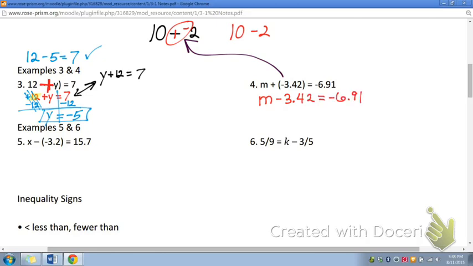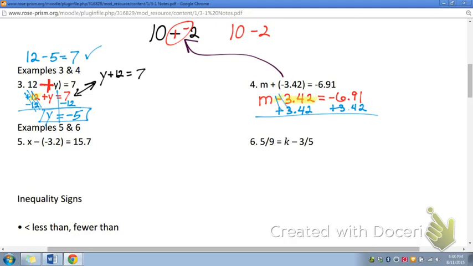Now this would be an example of where your calculator is going to be helpful because you have some decimals. But again, every time we're doing these problems, I'm going to ask you what is happening to your variable. In this case, it is being subtracted by 3.42. Well, what's the opposite of subtracting 3.42? That's right, adding 3.42. So add 3.42 to both sides and then solve.